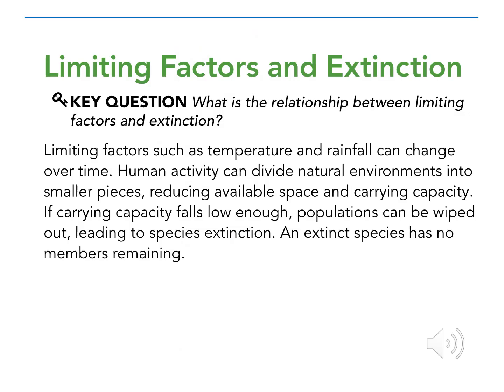Limiting factors such as temperature and rainfall can change over time. Human activity can divide natural environments into smaller pieces, reducing available space and carrying capacity. If carrying capacity falls low enough, populations can be wiped out, leading to species extinction, and an extinct species has no members remaining.